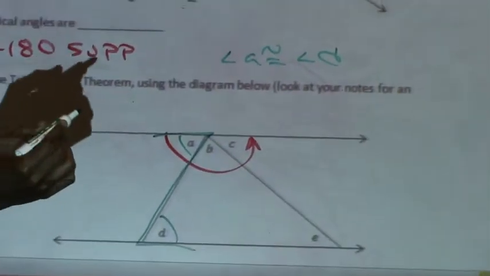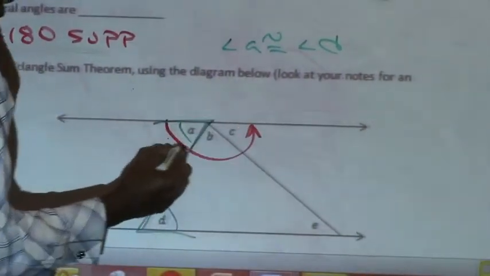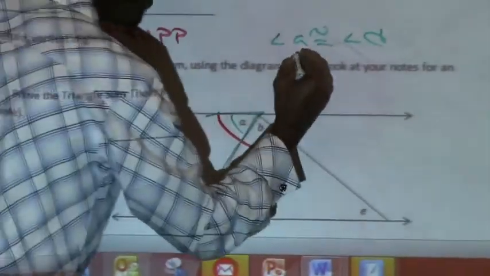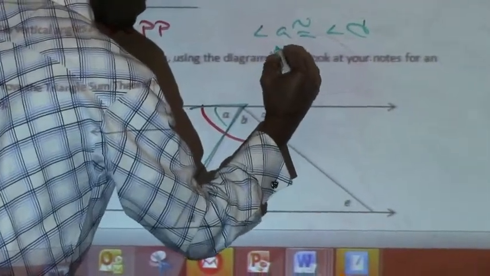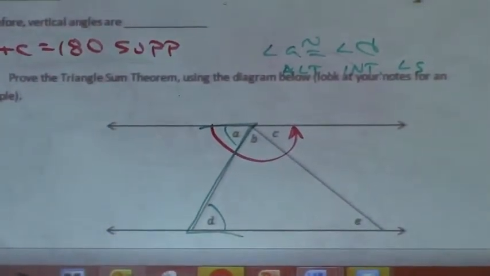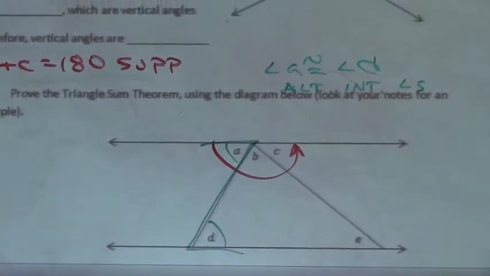You've got to put the real reason, or I can't give you the 2. This is 1 Z. These 2 are what we call alternate. They're on opposite sides of the transversal. Alternate interior. You put alternate angles. Alternate interior angles. That's how we know that they are congruent.